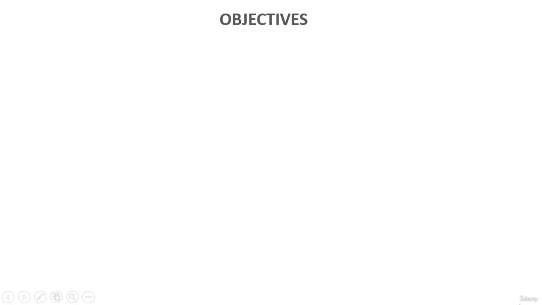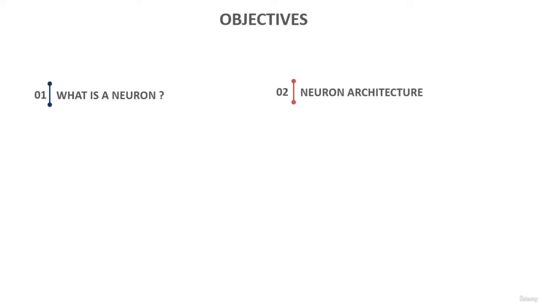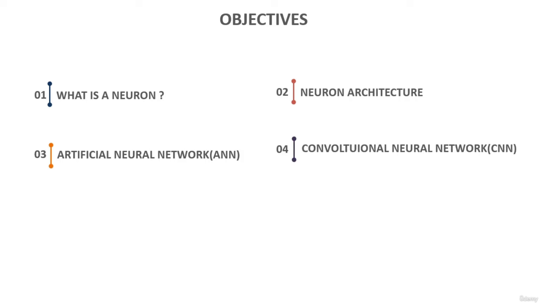Welcome back. In this module, we will start with the basic building block of deep learning, and that is the neuron, and then move on to understand the architecture of the neuron. Post this, we will go deep into the architecture of artificial neural network, that is ANN, and then move on to learn convolutional neural network, also known as CNN. Towards the end, we will understand the role of activation function within a neural network.